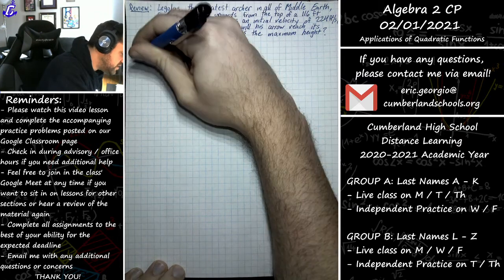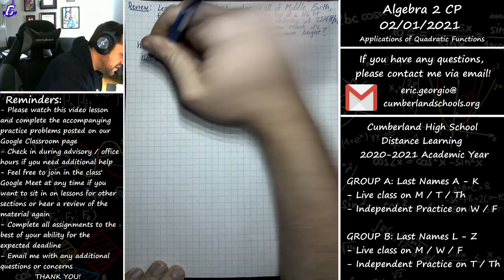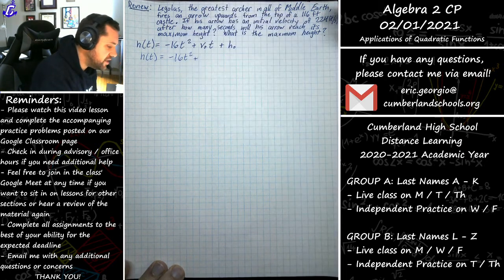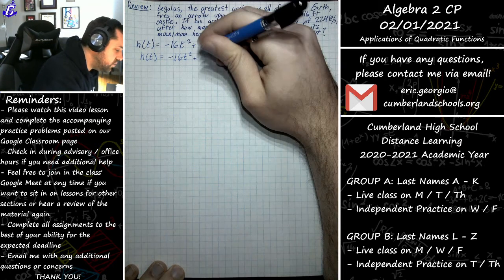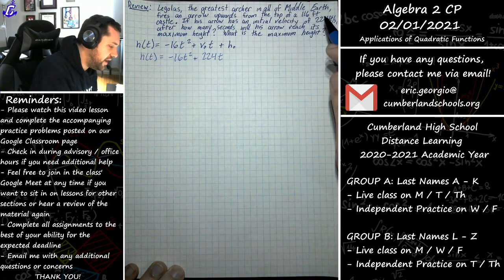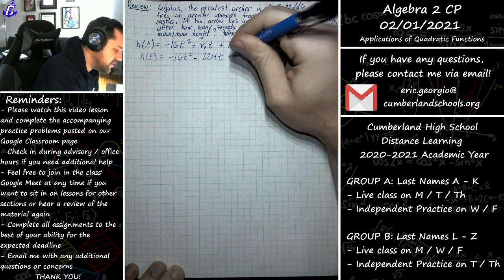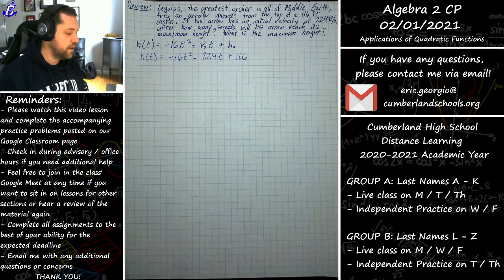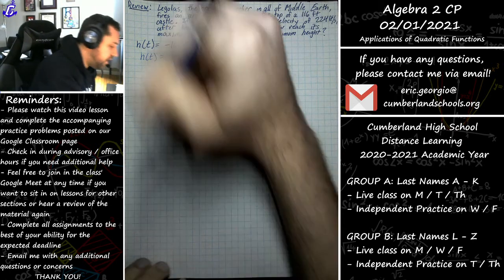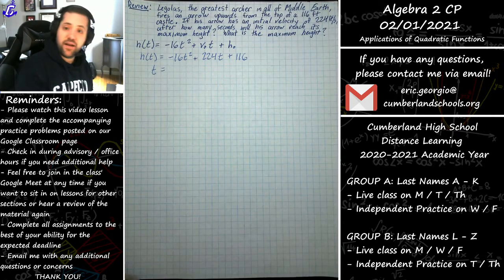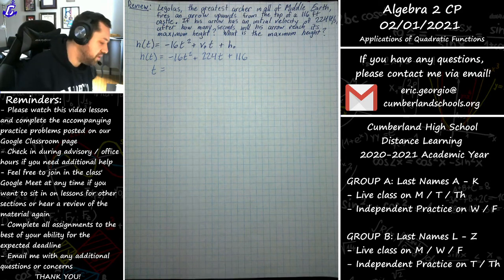First, building our function, we'd say h of t is equal to, we'll carry down our negative 16t squared. Our initial velocity is given to us. It says it's 224 feet per second. And our initial height is also given to us. He's on top of a 116-foot castle, so plus 116. We can now go ahead and use our negative b over 2a concept to find the x-coordinate of the vertex.